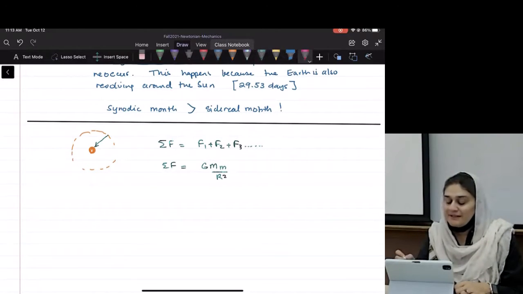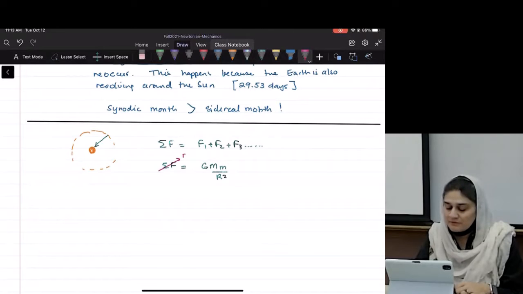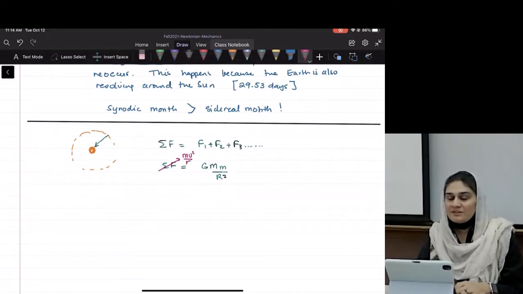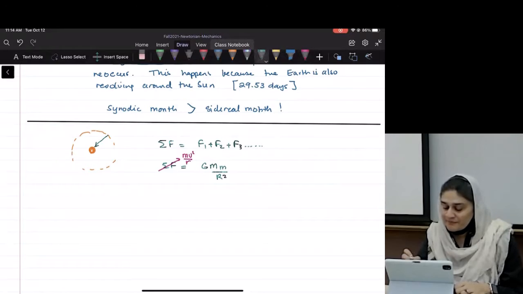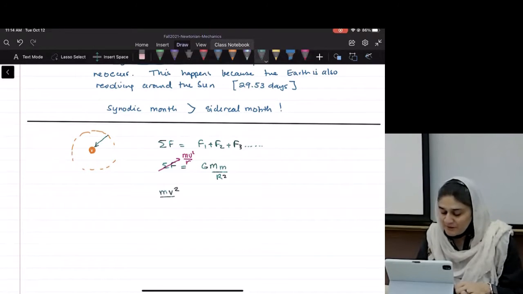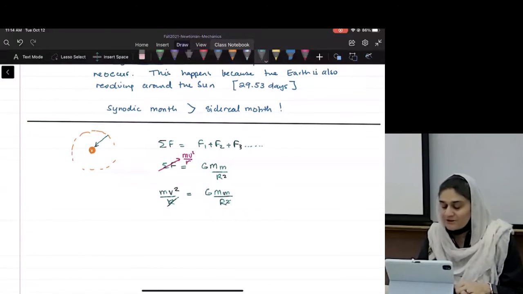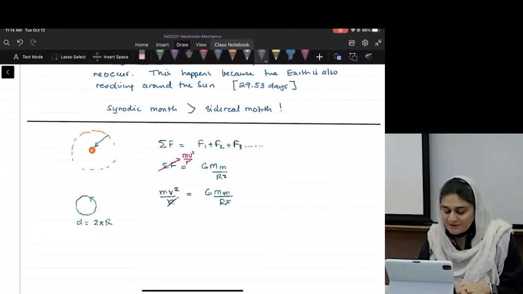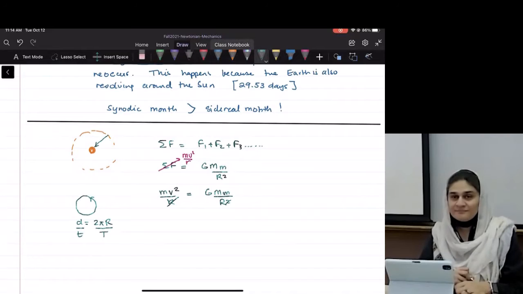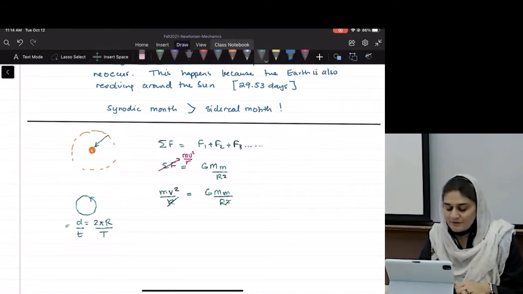What is sigma F for anything moving in a circle? mv squared over R. So that means I can write mv squared over R equals GMm over R squared. One of the R's goes away. For things moving around in a circle, what's the distance that they travel? 2 pi radius. And what's the time that they travel? What do we call that time? Period.